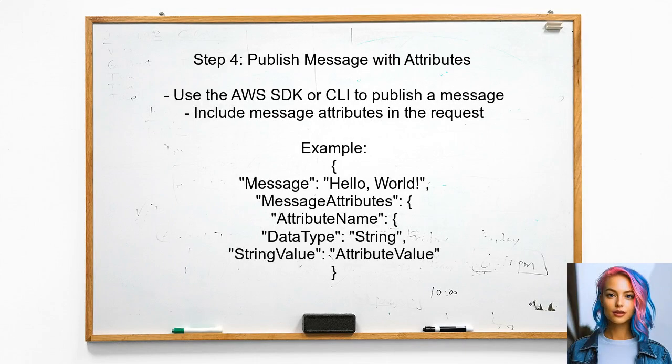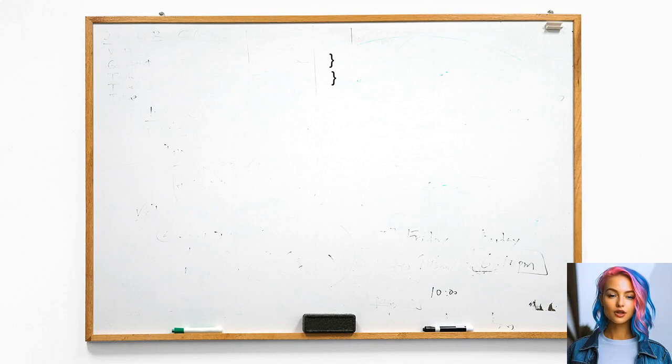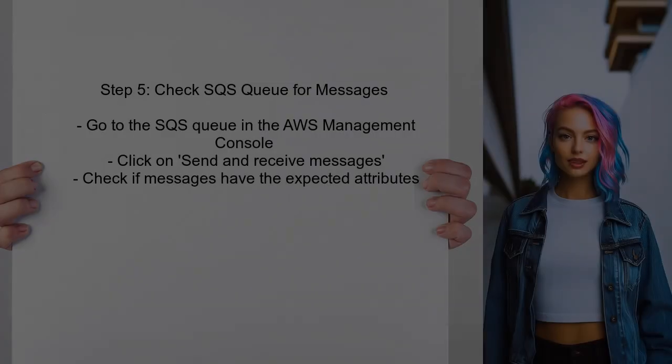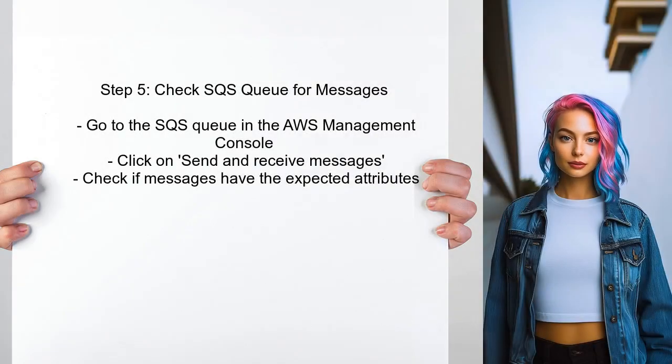Now, to add message attributes, the user must publish a message to the SNS topic with the desired attributes. This can be done using the AWS SDK or the AWS CLI. Finally, the user can check the SQS queue to see if the messages have been received with the specified attributes. This can be done by receiving messages from the queue.